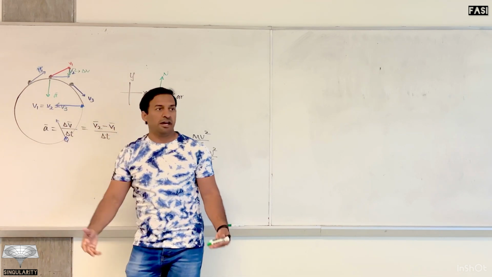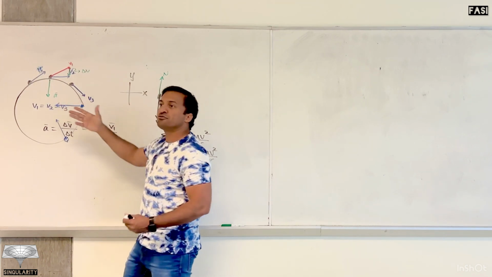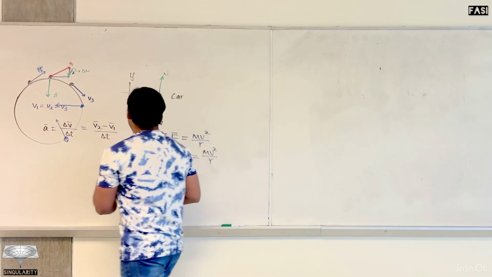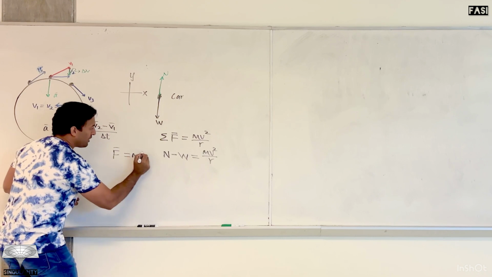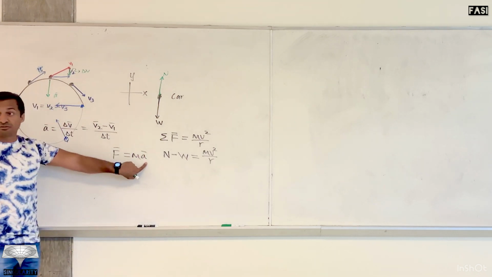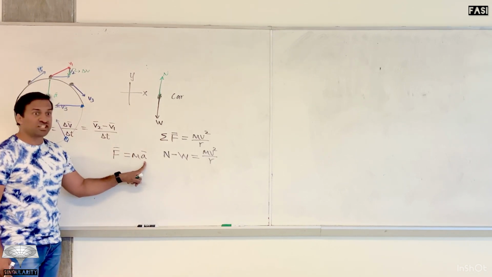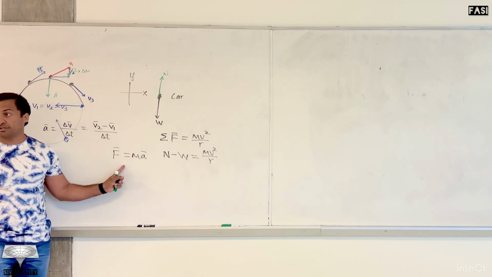Now Newton's second law, F equals ma, tells us this: if a is non-zero, then the force is going to be non-zero. This F equals ma that you have studied very well by now tells us that if acceleration is non-zero, the force is going to be non-zero. Additionally, whatever direction acceleration has, the force is going to have the same direction.